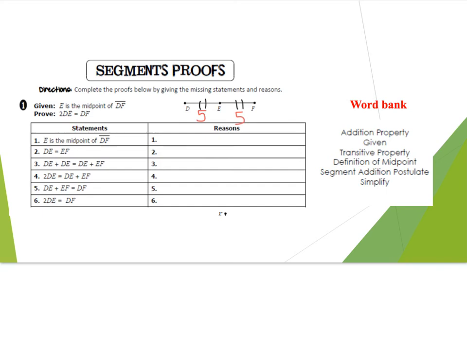So let's go ahead and get started after we've made sense of the problem. Let's see if we can copy down the reasons. When I look at number 1, it says E is the midpoint of DF. Oh, awesome. That's given. Got it. When I look at number 2, it says DE is equal to EF. Come over here. DE is equal to EF. Oh, I know what that is. Why would they be equal? That is the definition of midpoint. So I'm going to write that down. Definition, I'm going to abbreviate, of midpoint.